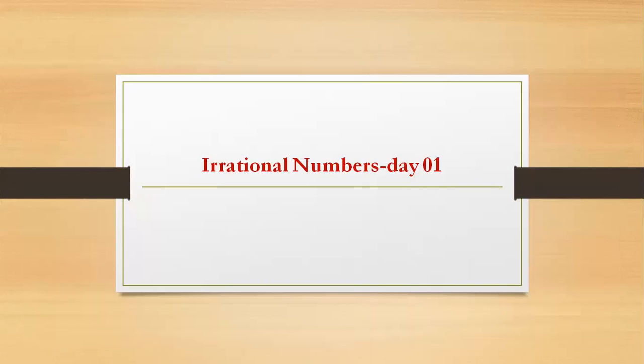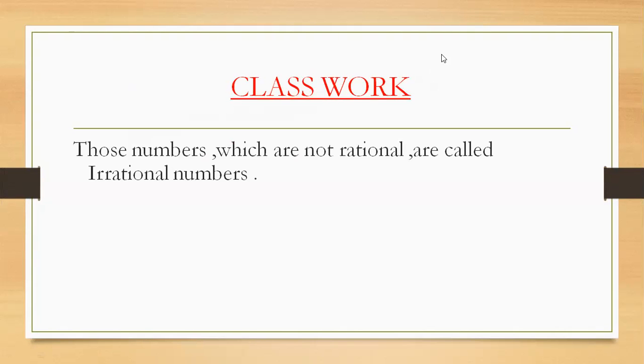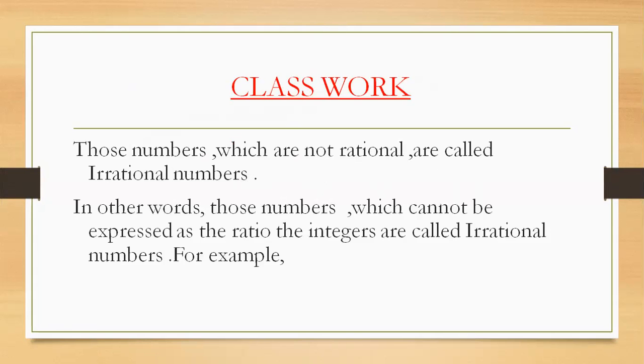The topic is irrational number. It's day 1 for the topic. And here is the definition. Those numbers which are not rational are called irrational numbers. Irrational numbers are denoted by Q dash, Q prime also you can tell. In other words, those numbers which cannot be expressed as the ratio of the integers are called irrational numbers.